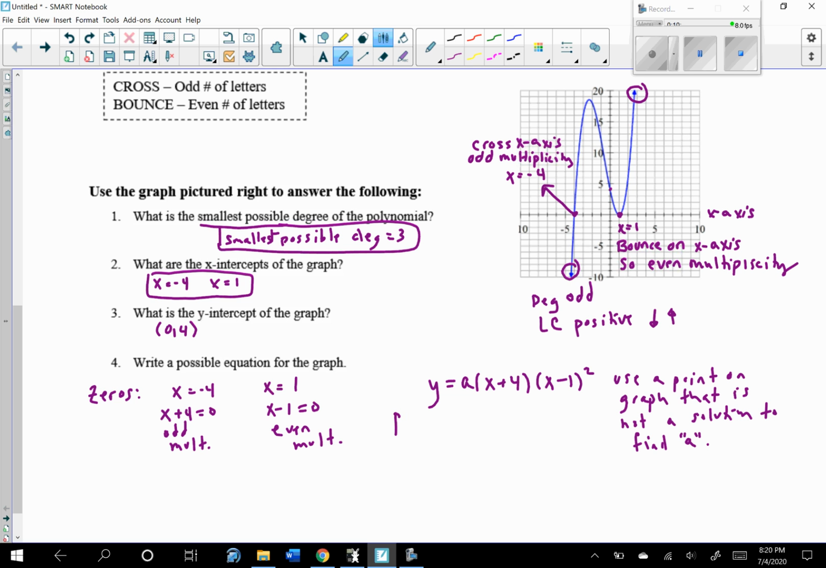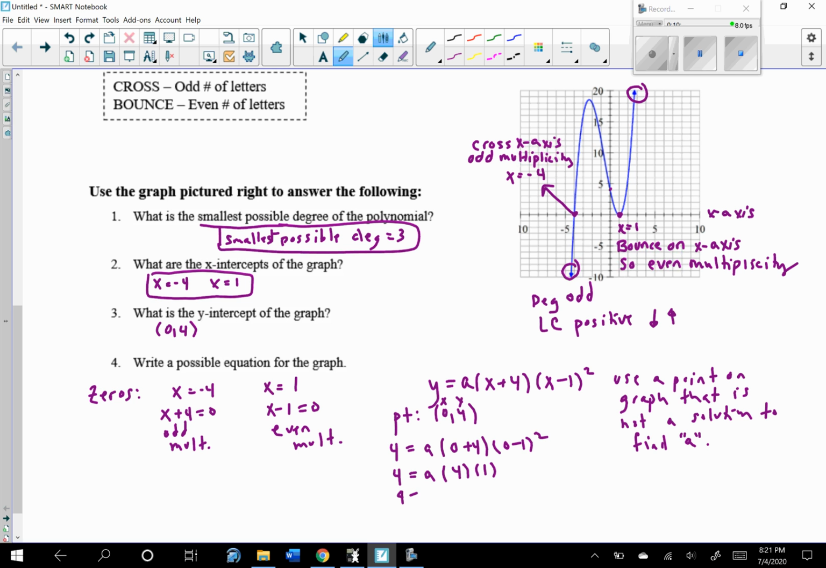So let's go ahead and use the point. The easiest one would be the y-intercept. The y-intercept is (0, 4), and again it's not an x-intercept, that's why we can do that. So we can plug this in for x and this in for y and solve for A. So we get 4 is equal to A times (0 plus 4) times (0 minus 1) squared. So if we solve, we get 4 is equal to A times 4 times negative 1 squared. Remember, when you square, negative becomes positive, it's just 1.